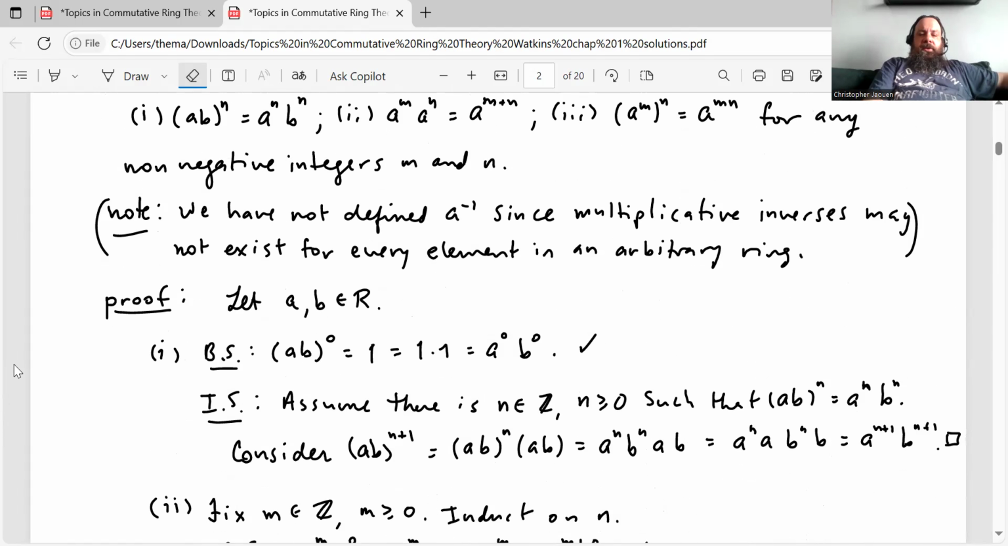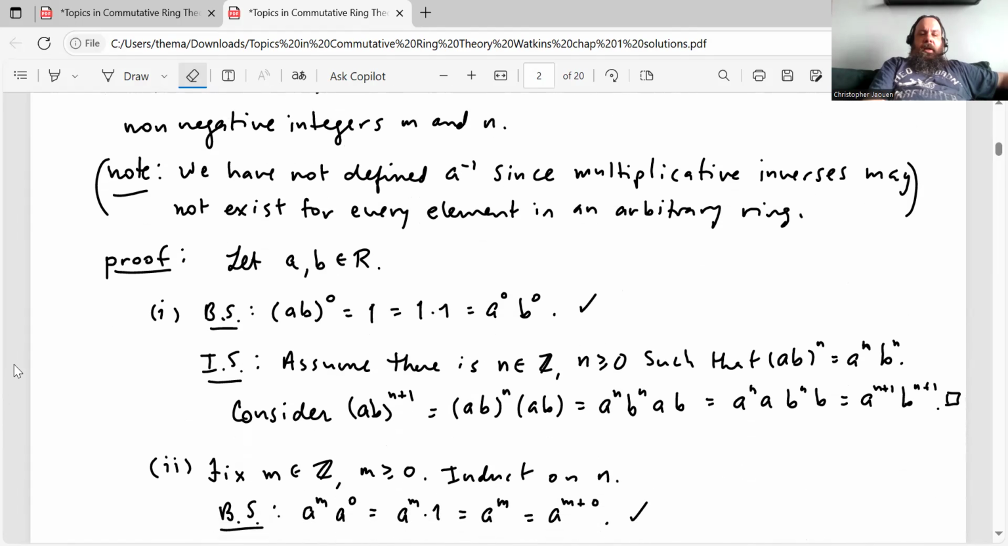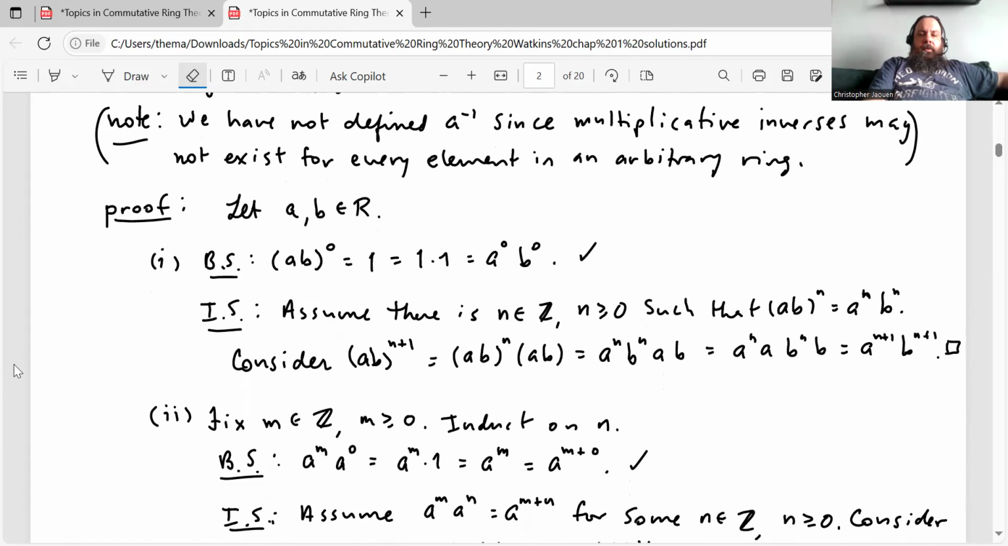Oh no, sorry, the powers are positive integers. Sorry, a and b are elements of an arbitrary ring. Assume there is a non-negative integer n such that (ab)^n equals a^n times b^n.